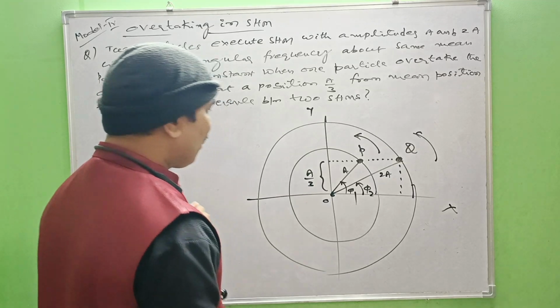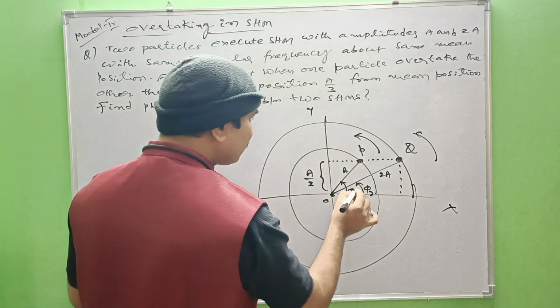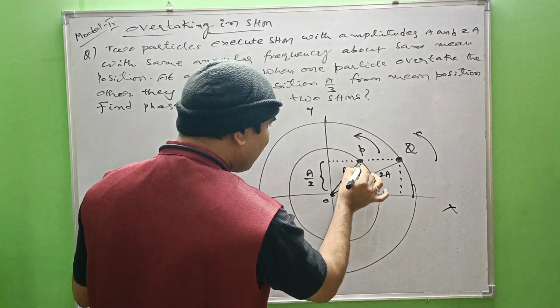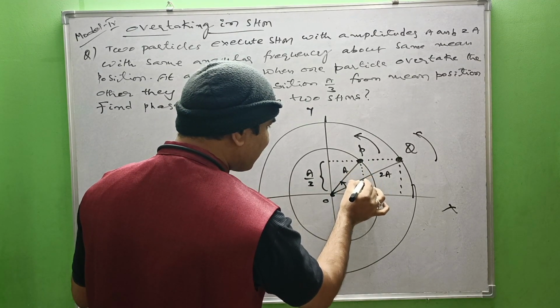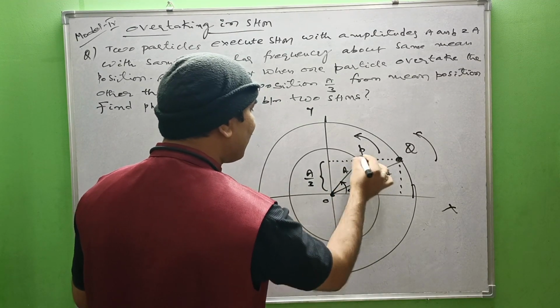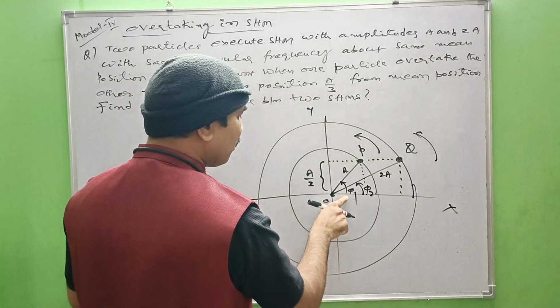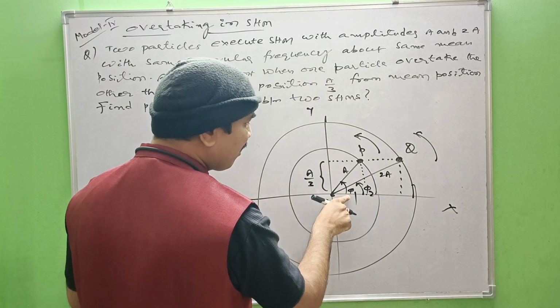Now, if I consider a right angle triangle here, if I draw one more normal onto the x-axis like that, we have one right angle triangle here with the corner angle phi 1.